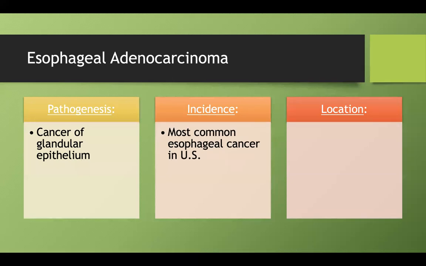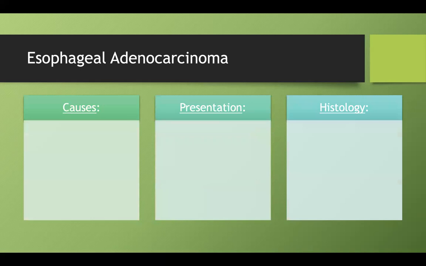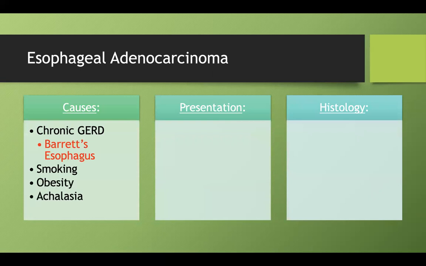So now this is the most common esophageal cancer in the US, but the second most common cancer worldwide, second to squamous cell carcinoma. And it's usually located in the lower 1/3 of the esophagus, which should make sense because that's where all this metaplasia is happening because of repeated insults by gastric acid. So let's look at the causes. We know chronic GERD is a big cause, and that's going to form Barrett's esophagus. You can also get esophageal adenocarcinoma from smoking, obesity, and achalasia, because remember that irritation from achalasia doesn't just happen in the proximal esophagus. It's obviously going to affect the distal esophagus too.